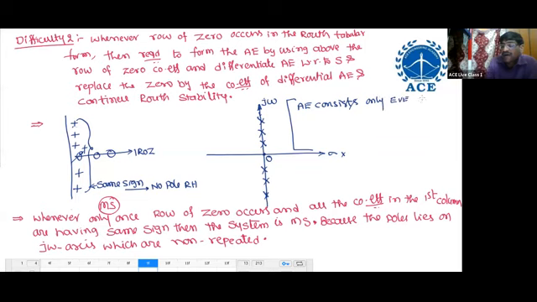Even power of s terms. Row of 0 occurs only at odd power of s rows, only odd power of s terms. So remember this also.